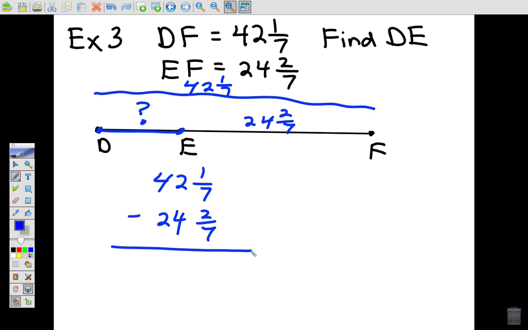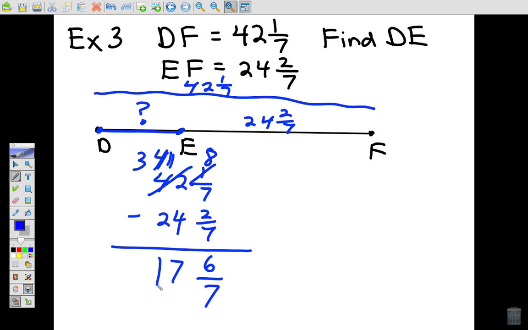Again, I cannot take 2 away from only 1. I borrow. Add the 7 and the 1 together, which is 8. Replace the top number with 8. Now I can subtract. Let's calculate our whole numbers here. So 17 6/7 then is the length from D to E.